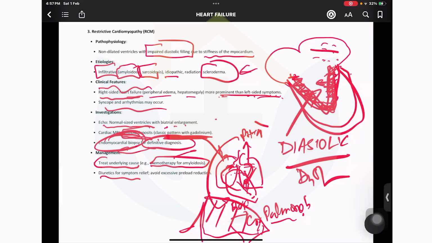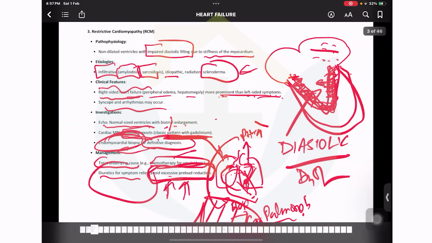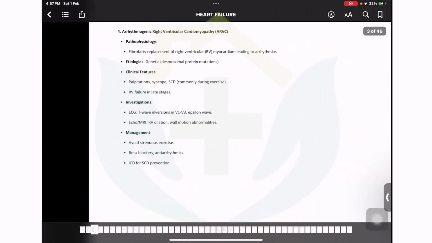Diuretics are important to decrease the pedal edema and excessive preload reduction. But the problem is that the cardiac output here is based on preload only. So you should avoid excessive preload reduction. Diuretics are just for symptomatic relief. The liver will go fine, ascites will decrease, pedal edema will decrease, but the cardiac output will decrease even further. So the patient's fatigue will be increased.